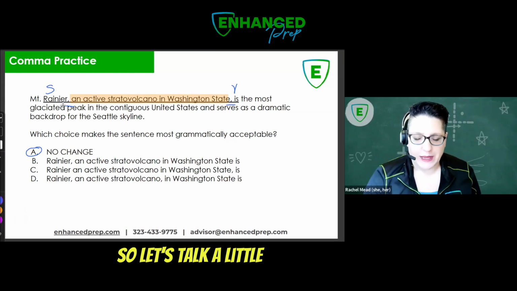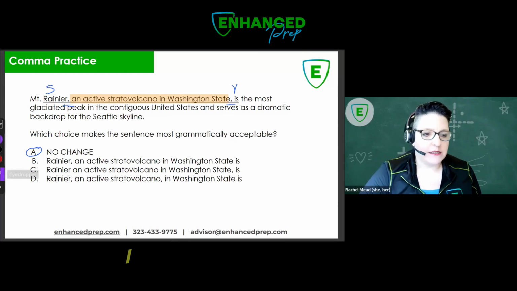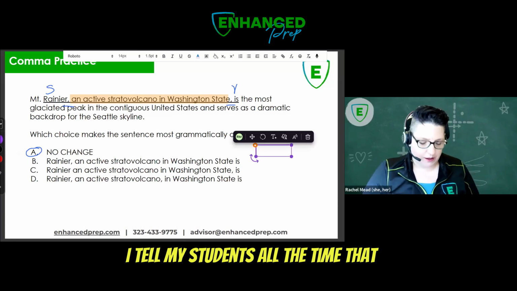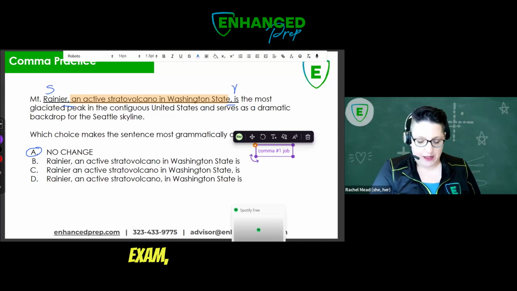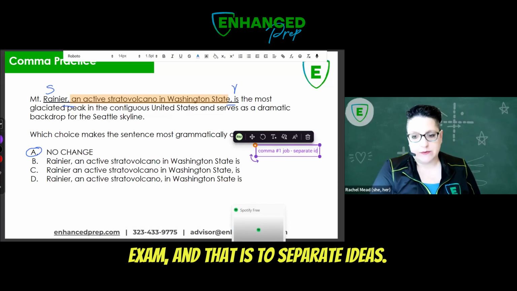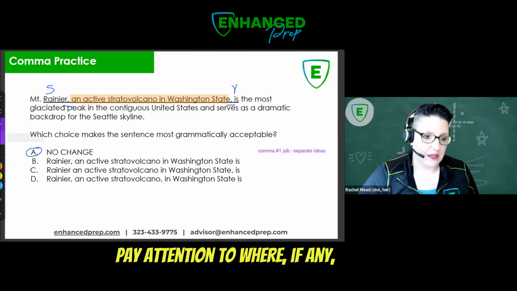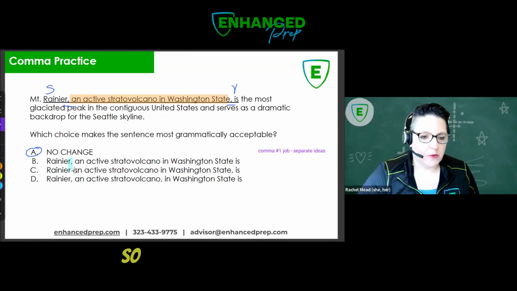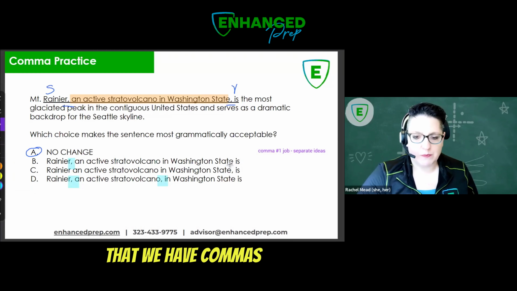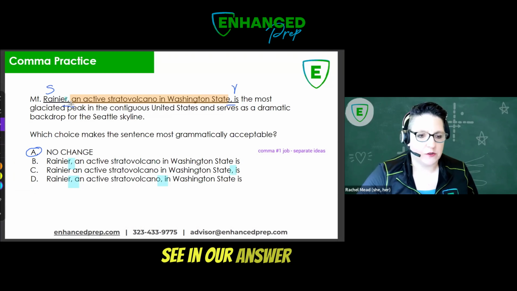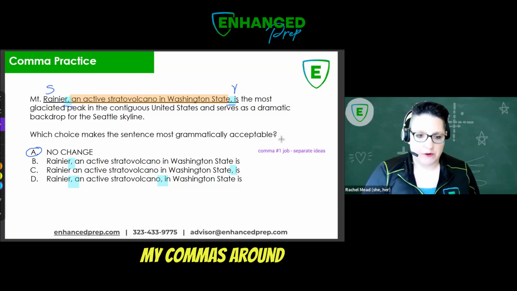So let's talk a little bit about commas in terms of how they are used on the ACT. I tell my students all the time that a comma has one number one job on the exam, and that is to separate ideas. So when we're looking here, we have to pay attention to where, if any, we want to stick in our commas. So we want to start by analyzing the different places that we have commas based upon what we see in our answer choices. So again, in answer choice A, I've got my commas around this phrase.